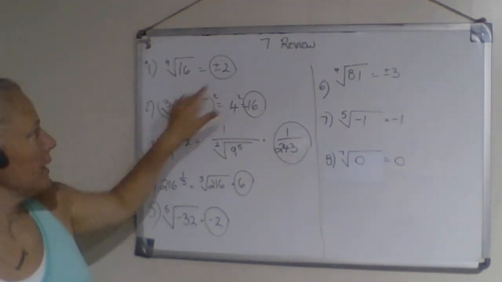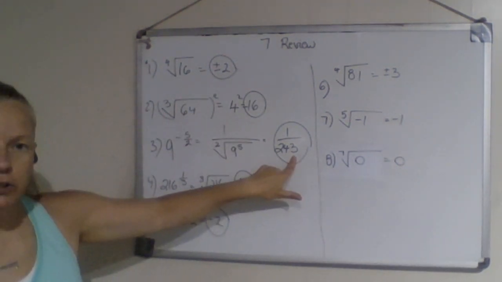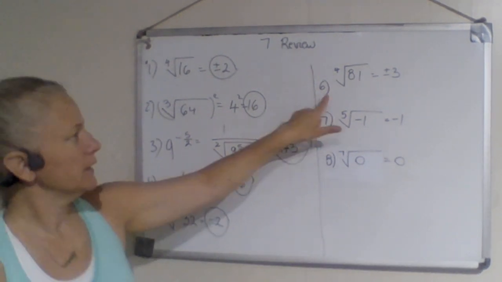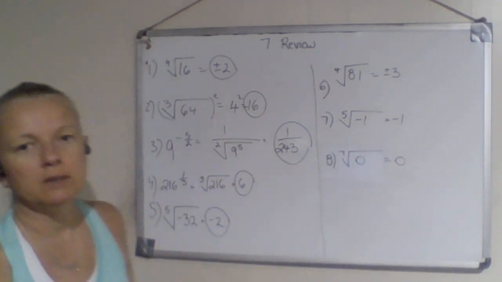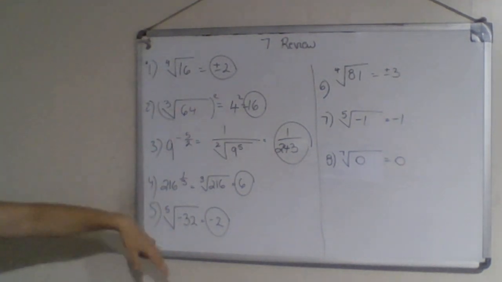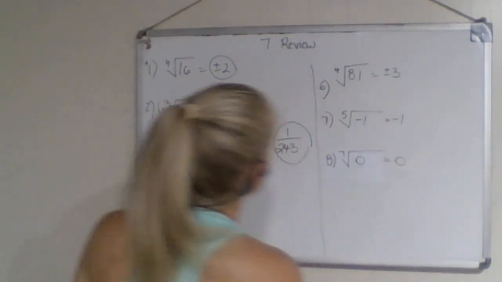Okay, guys, here's your answers. For 1, plus and minus 2. For 2, 16. For 3, 1 over 243. For 4, 6. 5, negative 2. 6, plus and minus 3. 7, negative 1. 8, 0. If you need to, go ahead, pause right now. Make sure you got the answers right. See if something did not work good for you. And then we're done. We're going to move on to 7.2.